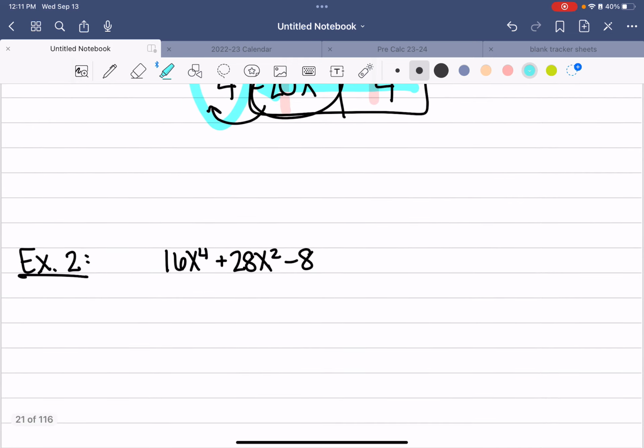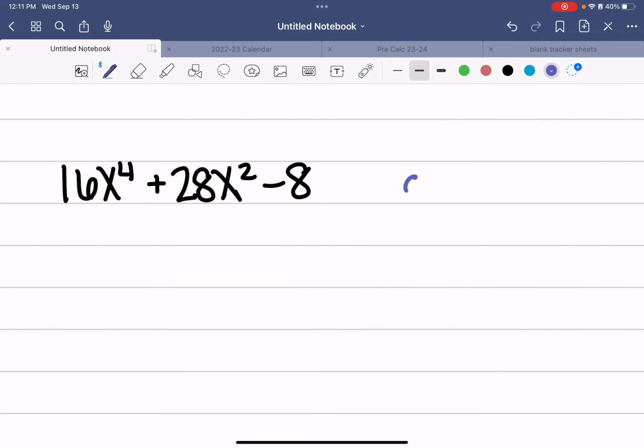So looking at this question, first thing I'm going to do is see if I have a greatest common factor not equal to 1. So the thing I like to do is just look for our smallest term. Our smallest term is 8. So the biggest our GCF could be is 8. And I'm going to write down the factors of 8. So 1, 2, 4, and 8 are the factors of 8.